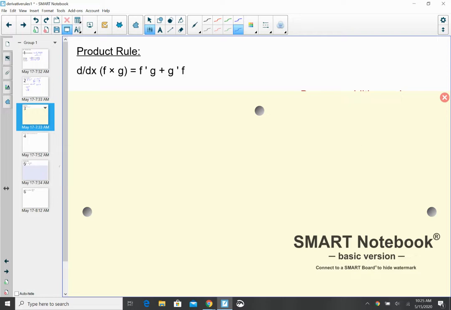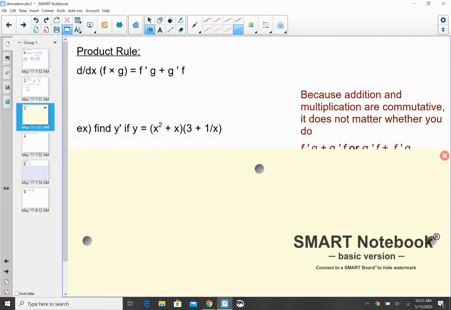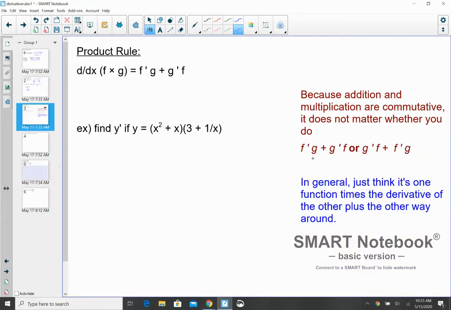All right, so you definitely want to jot that down, and I'll show you how it works. You might get a little confused, but hopefully I'll work it out. Now, because we know things about addition and multiplication, right? f prime times g and g prime times f, and then you're adding them together. We got a whole lot of commutativity going on there. So that means here, because addition and multiplication are commutative, it doesn't matter whether you do f prime g plus g prime f or g prime f plus f prime g. You can move them around. And in blue here, these words are true. In general, just think that it's one function times the derivative of the other plus the other way around. You want a simple thing going on there.